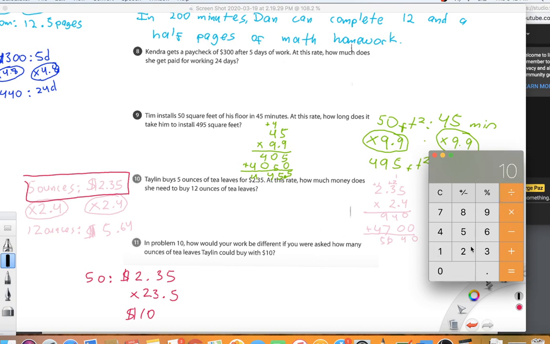10 divided by 2.35. Yeah, see that? I knew. Okay, so 4.25. What? All right, 4.25. Let's see if that works. So we're going to do 4.25 times 2.35, and we should get something close to $10. Oh, we get $9.98. All right, let's be exact. Let's be super exact. So 10 divided by 2.35 equals.